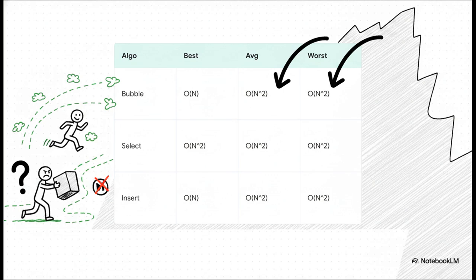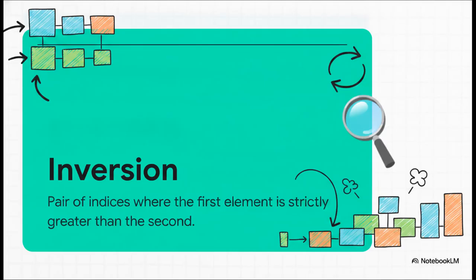But look closely at that best case column. If an array is already sorted, bubble and insertion sort breeze through it in linear, O of n time. Selection sort, on the other hand, totally fails to adapt. Even if the data is absolutely perfect, it blindly searches the whole array, wasting time with an O of n squared best case.